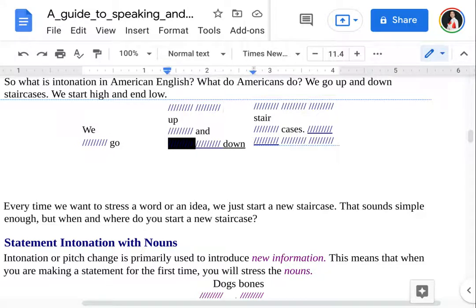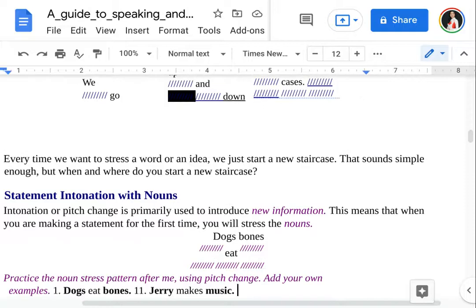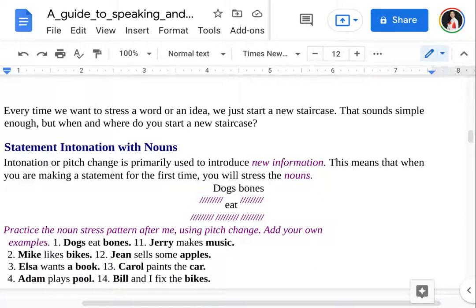Statement intonation with nouns. Intonation or pitch change is primarily used to introduce new information. This means that when you're making a statement for the first time, you'll stress the nouns. Dogs eat bones.